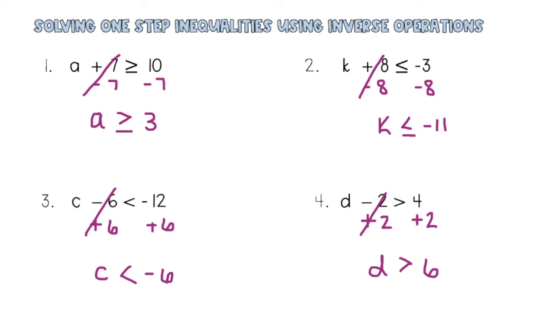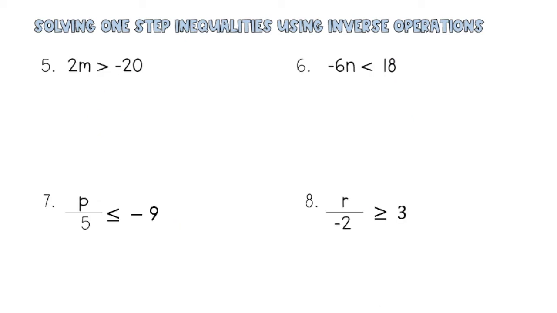Number 3, c is less than negative 6. So my value for c could be negative 7, negative 8, negative 9, and it could keep going. And for number 4, d is greater than 6. So my answer here for d is any number that is larger than the number 6. So it could be 7, 8, 9, 10, and the list goes on.